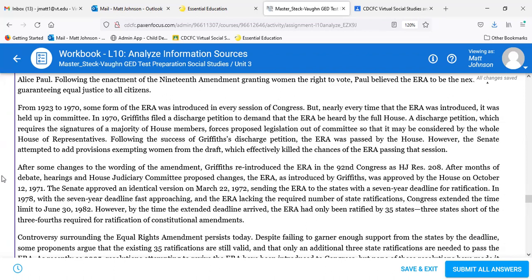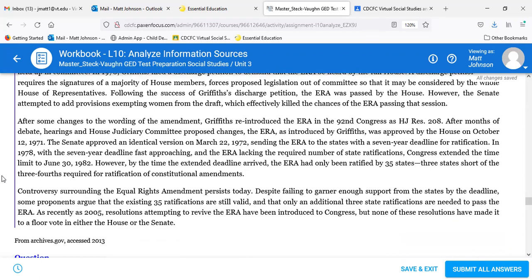Judiciary Committee proposed changes. The ERA, as introduced by Griffiths, was approved by the House on October 12, 1971. The Senate approved an identical version on March 22, 1972, sending the ERA to the states with a 7-year deadline for ratification. In 1978, with the 7-year deadline fast approaching, and the ERA lacking the required number of state ratifications, Congress extended the time limit to June 30th, 1982.